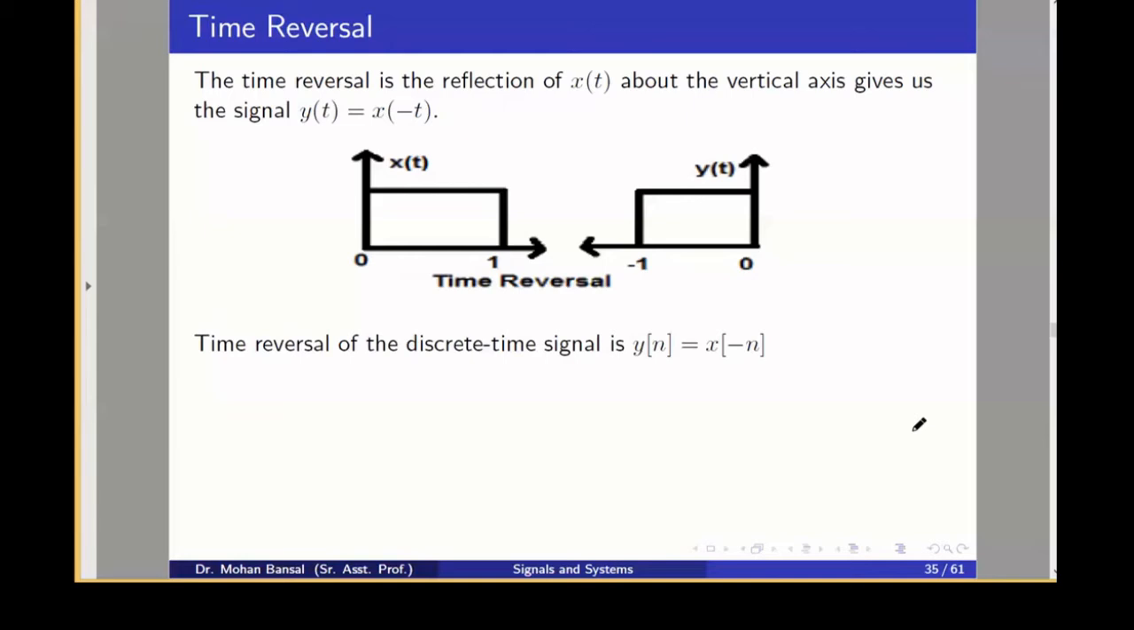Now the third is time reversal. Time reversal: y(n) is equal to x(-n), or y(t) equal to x(-t). So the signal will fold about the y-axis. Previously, the original signal x(t) is defined between 0 and 1. Now the same signal will be defined from 0 to -1 in the time reversal.